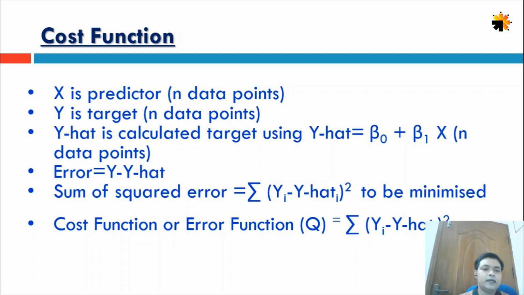Then if I take the summation of yi minus y hat whole square, this is the actual error I am having. This quantifies the error. But what I should be doing is to minimize this sum of squared error. So that is what I am writing: cost function or error function Q equivalent to sigma, i equals 1 to n, of yi minus y hat whole square. This is the summation I will do, and I want to minimize it. This is our cost function.